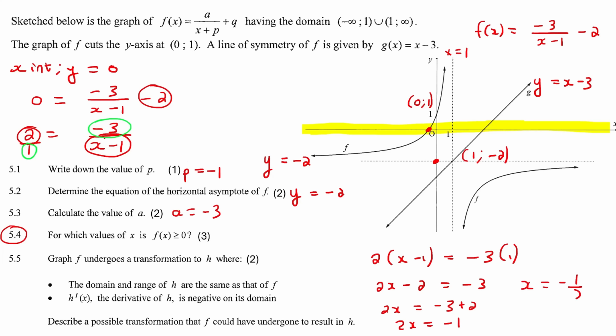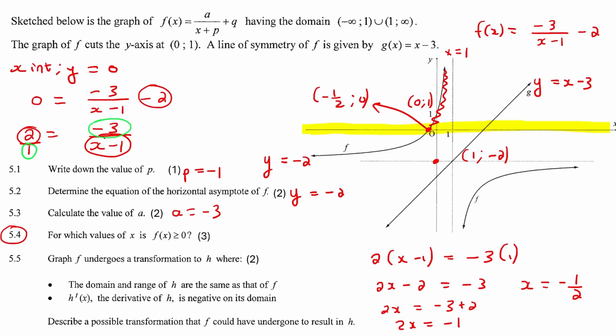It's actually going to be x equals -1/2. So that is the x value over there. Its x value is -1/2 and its y value is 0 because it's the x-intercept. So we said, where is the graph above the x-axis? We said it's for this little area over here.